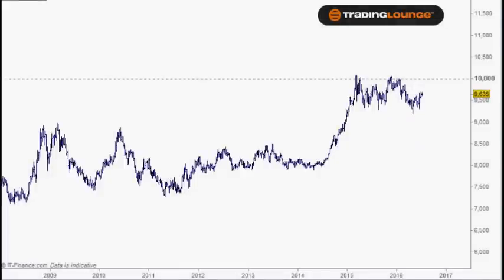Welcome to Trading Lounge and the European Forex pairs, just starting with the US dollar index here on the weekly chart. Even though I haven't got it labelled, it's always nice to see a clean chart and see the numbers labelling in your mind.